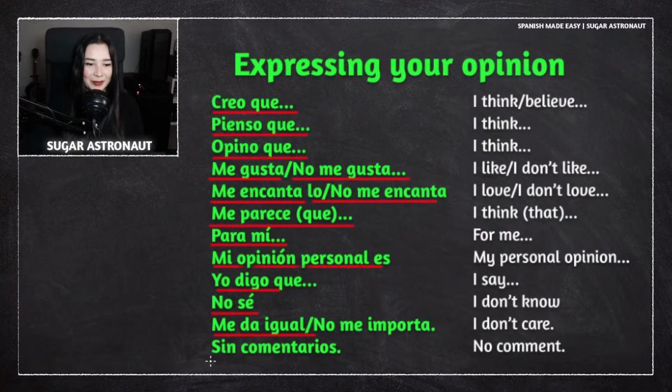Okay, the next one. Sin comentarios. Sin comentarios means no comment, okay? So if you don't want to say anything about anything, you can say sin comentarios, no comment. You don't want any trouble. Sin comentarios, no comment. So these are very basic phrases when you want to express your opinion, and we will learn other phrases that are a bit more complex.